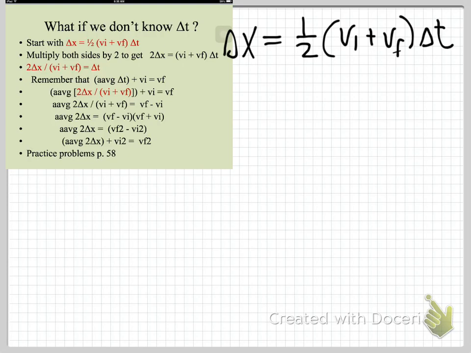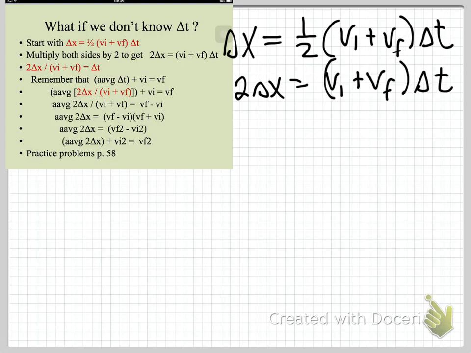So here we're tying together displacement, time, and your initial and final velocity. We can make this a little bit easier. We can rationalize it by multiplying everything by 2 and getting rid of that half. So we get 2 delta x equals (vi plus vf) delta t. Okay.